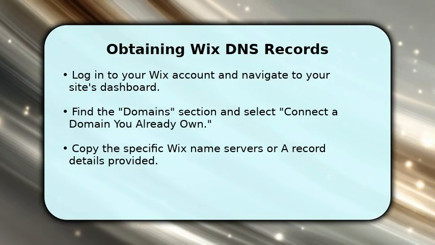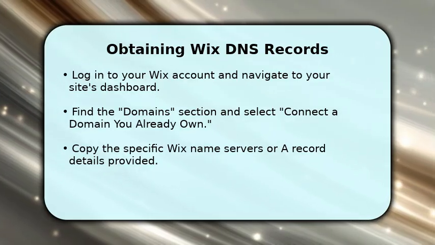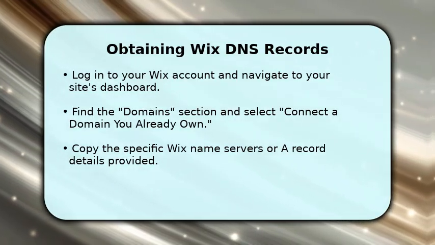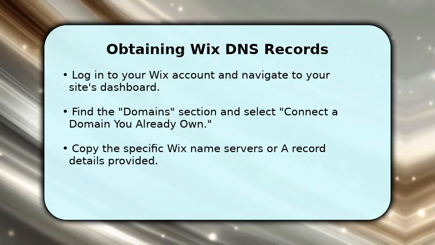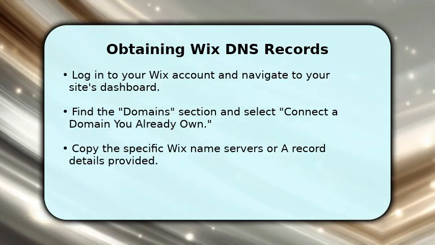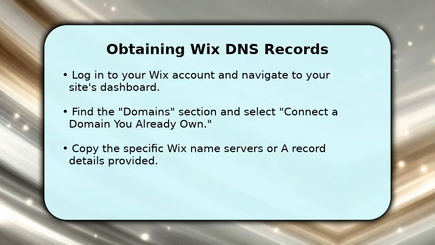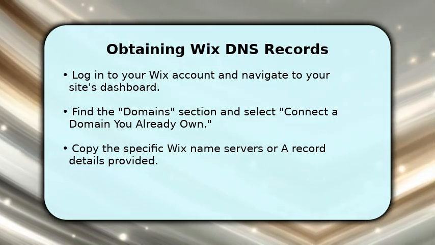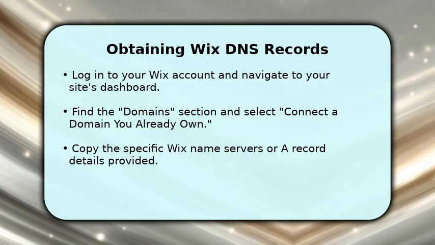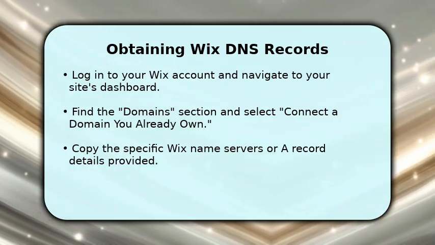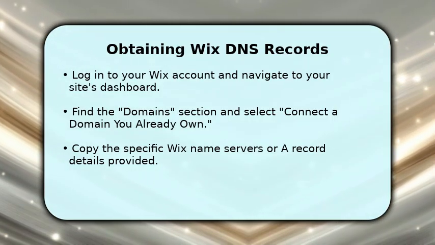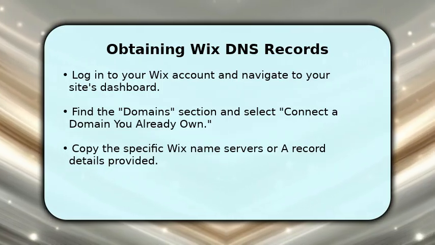Next, let's get the essential information from your Wix account. Log in and head to your site's dashboard. Look for the Domains section, then choose the option to connect a domain you already own. Wix will then provide you with the specific name servers or A record details required. Carefully copy these details, as accuracy is key for a successful connection between your domain and your Wix site.